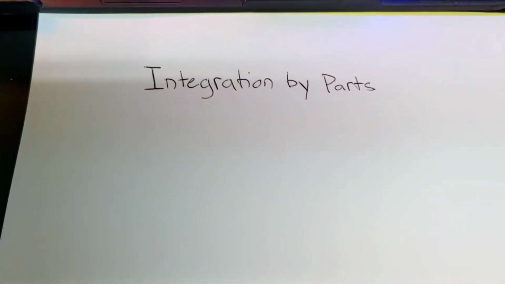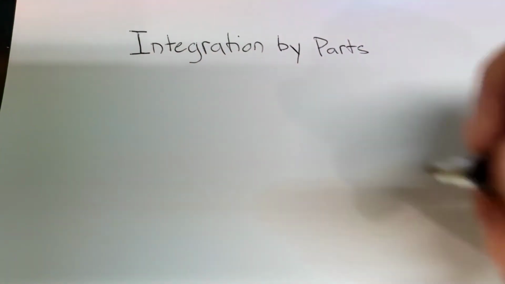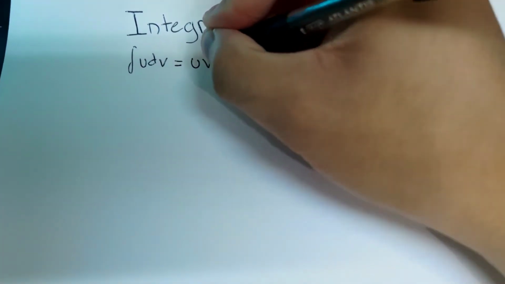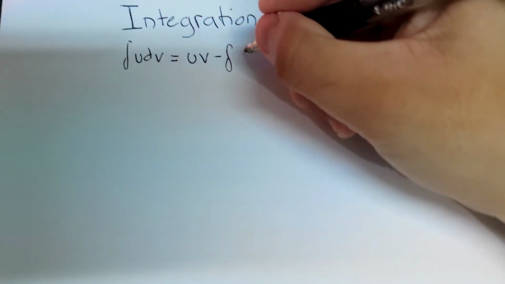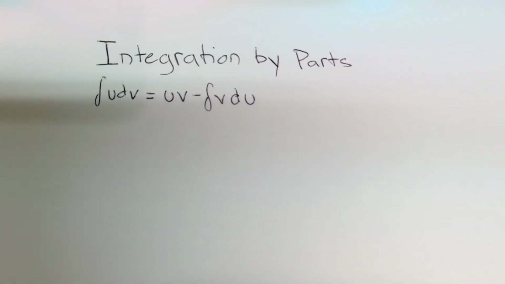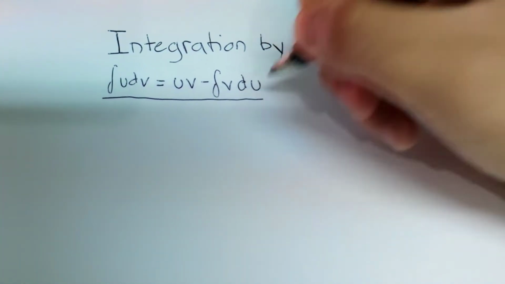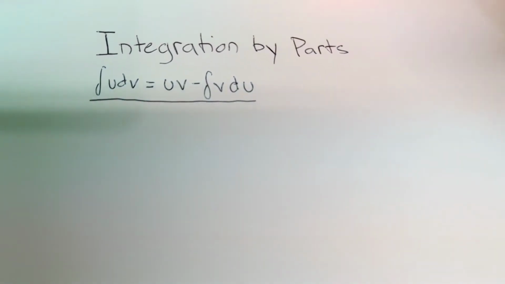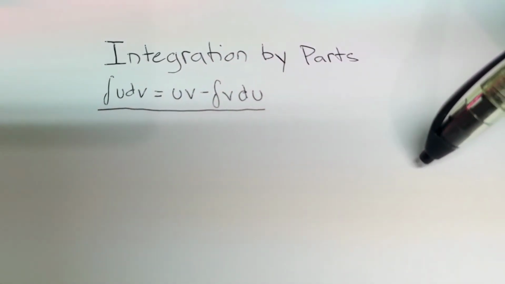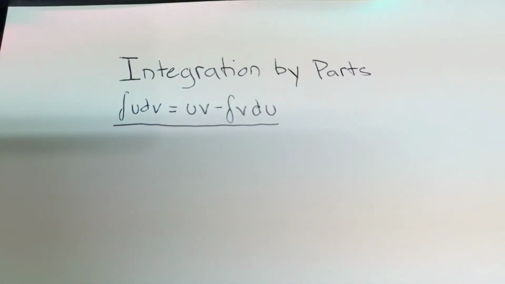And now we're on our last topic, integration by parts. Our formula for integration by parts will be the integral of u dv equals uv minus the integral of v du. When we talk about integration by parts and we have this formula, our first basic problem will be how can we choose what function will represent the u.